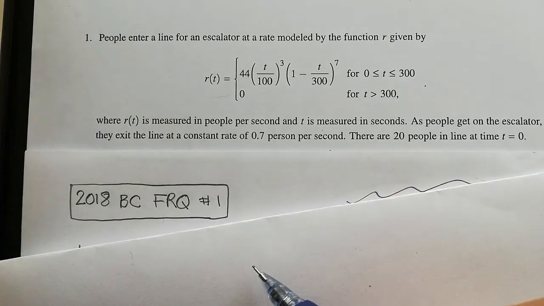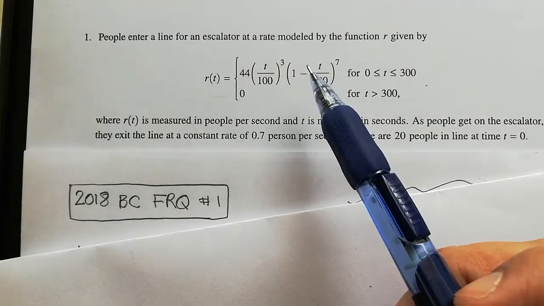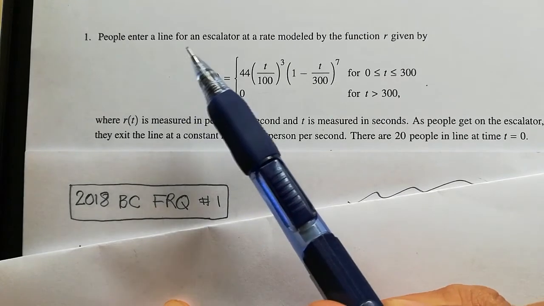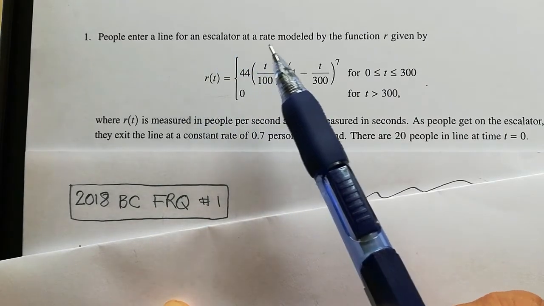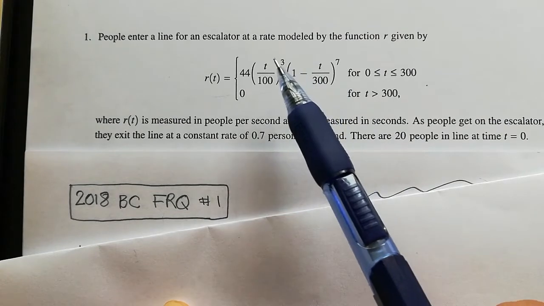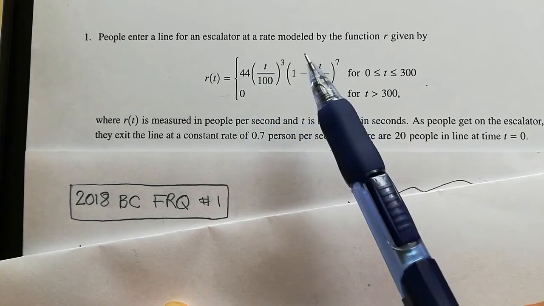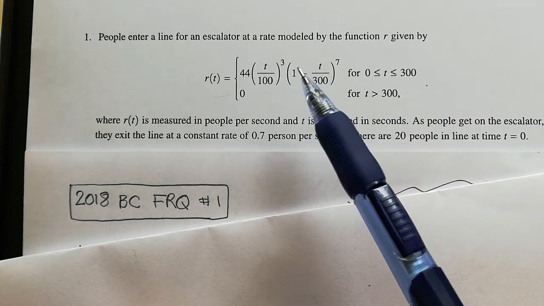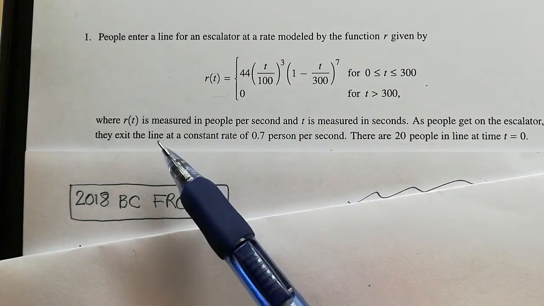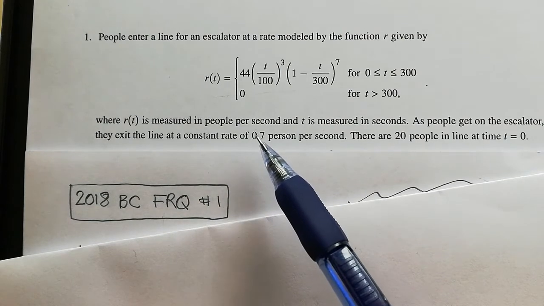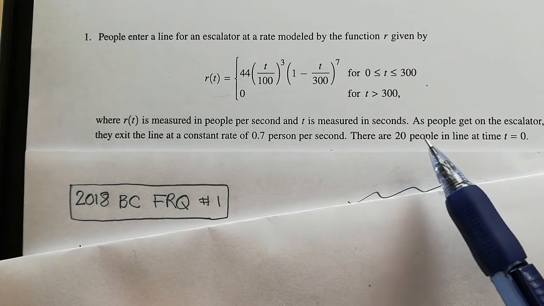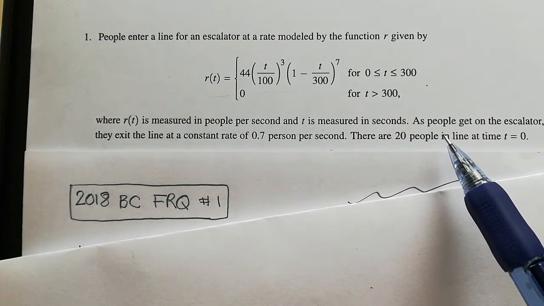This is a 2018 BC free response question number 1. The question is, people enter a line for an escalator at a rate of r, which is modeled by this expression between 0 and 300. And the expression is really complicated. And people exit the line at a constant rate of 0.7 person per second. And there are 20 people in line at t equal to 0.